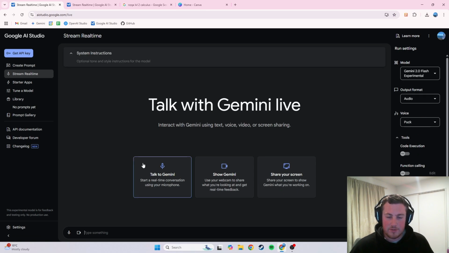Here we've got three different options. We can straight up just talk to it, we can show by using our webcam, or we can actually share the screen to show Gemini what we're currently doing. So for this one, we're going to go over to share screen.